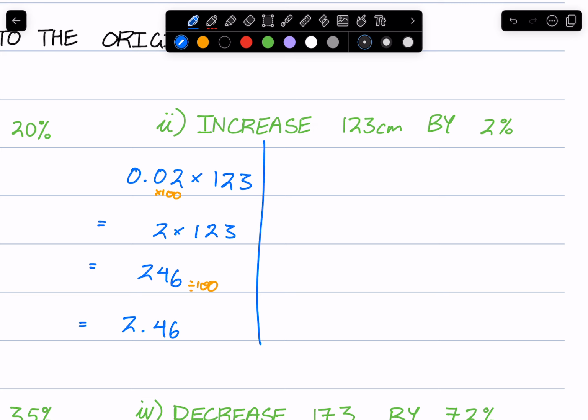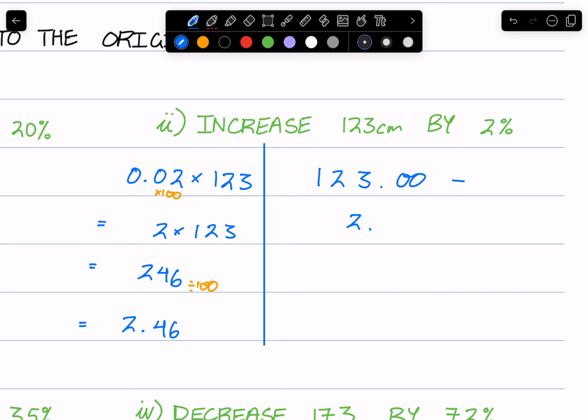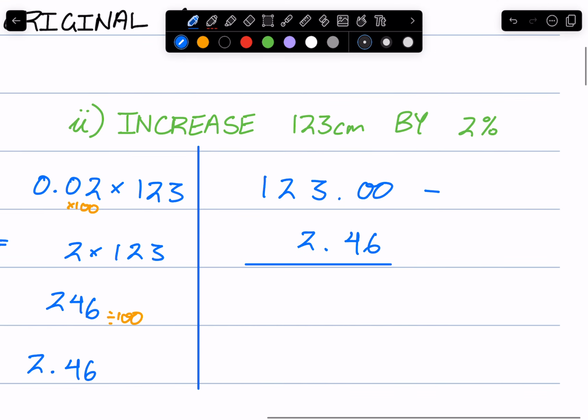2.46. And so we have found 2% of this amount. And so now we do a subtraction. It'll be 123.00 minus 2.46.